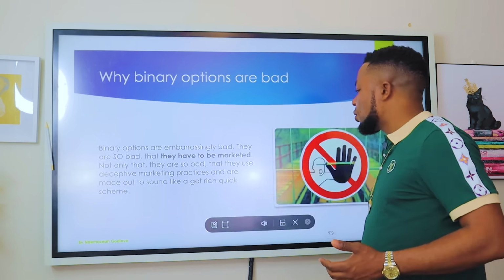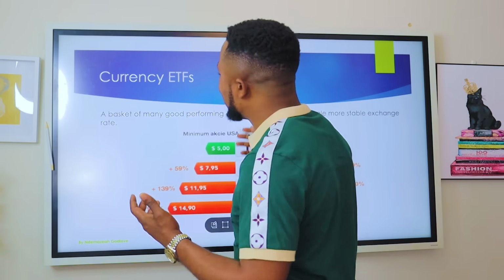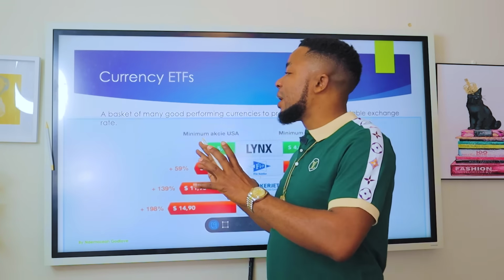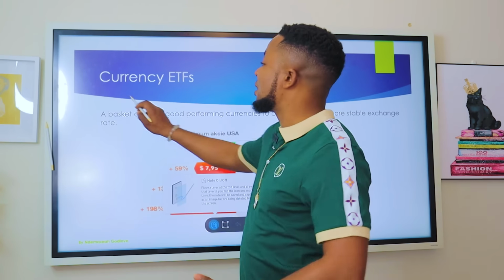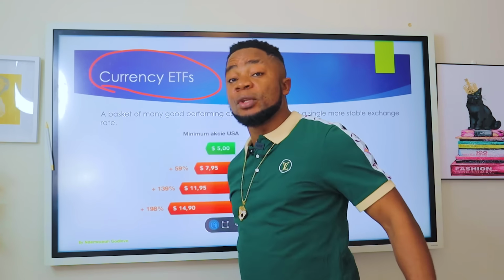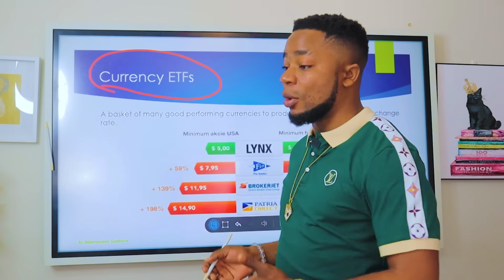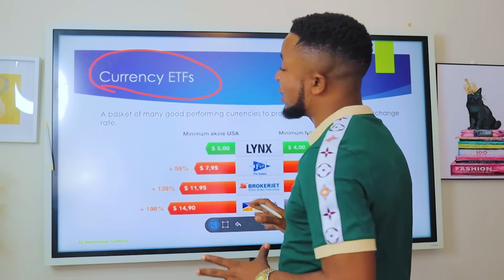All right, so let's go to the other slide. Let's talk about currency ETFs. This is another way in which you can still trade forex, but it's not advisable because to trade currency ETFs, you need a really big account balance, maybe about $500,000 or 1 million. So this one is mostly traded by banks.